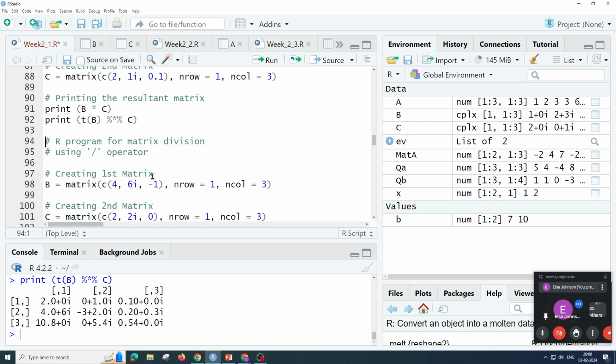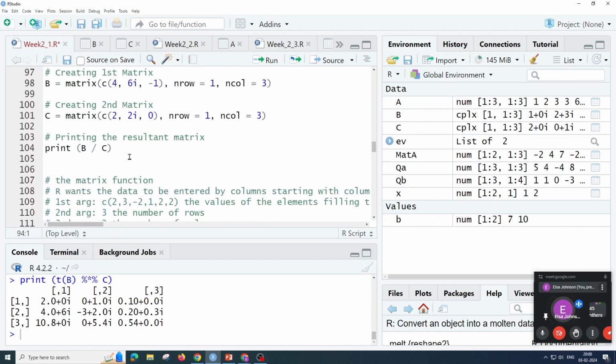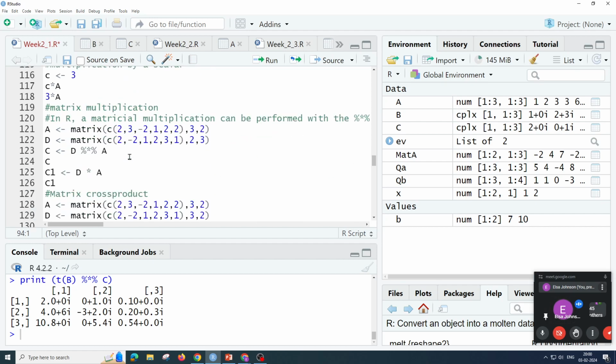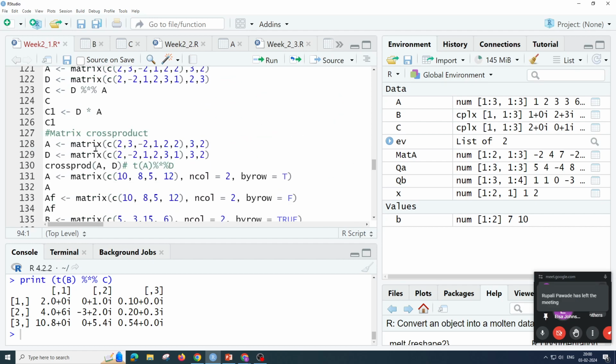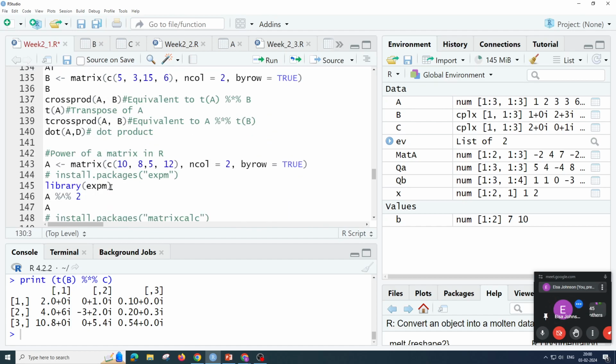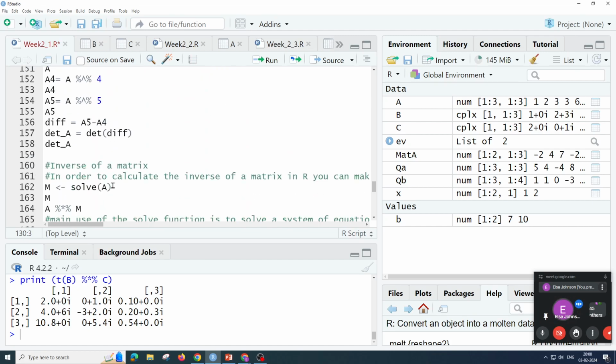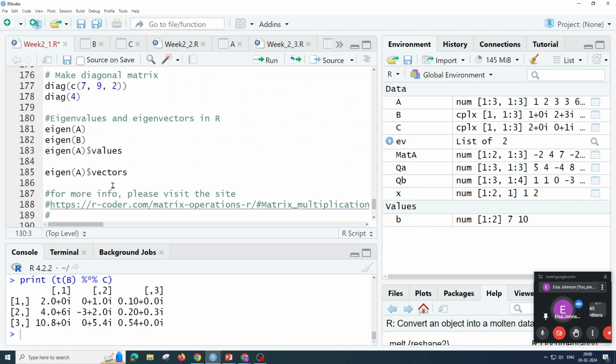Now similarly you can do the division also. Then if you want to find the matrix cross product, there is also a function known as crossprod. So these are the different things that are present, and I'll be sharing this one also. I think today's session we can stop now.